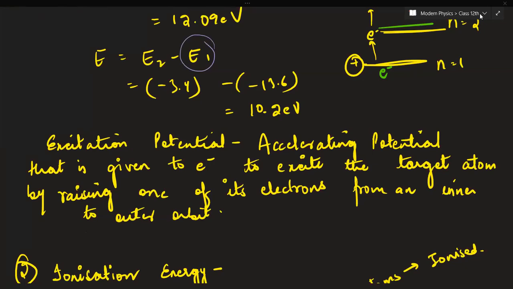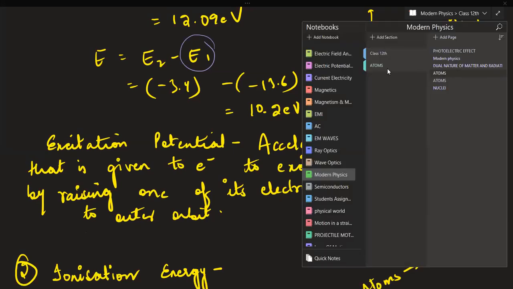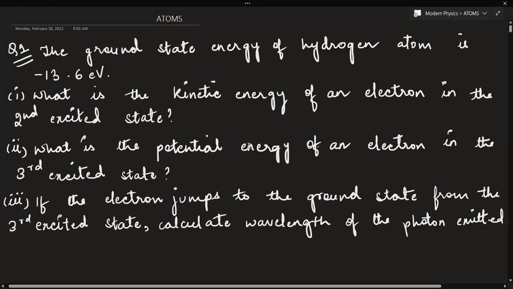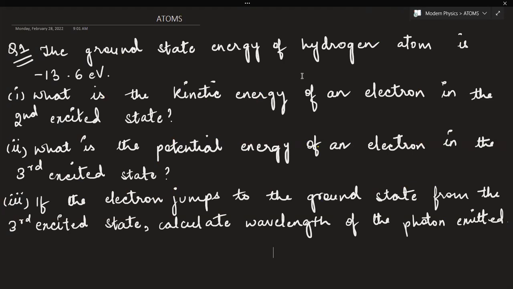Okay, then let's practice some numericals from this lesson. It says that the ground energy of hydrogen atom is minus 13.6, right? What is the kinetic energy of an electron in the second excited state? Yes, Hamza, what do you mean by second excited state?